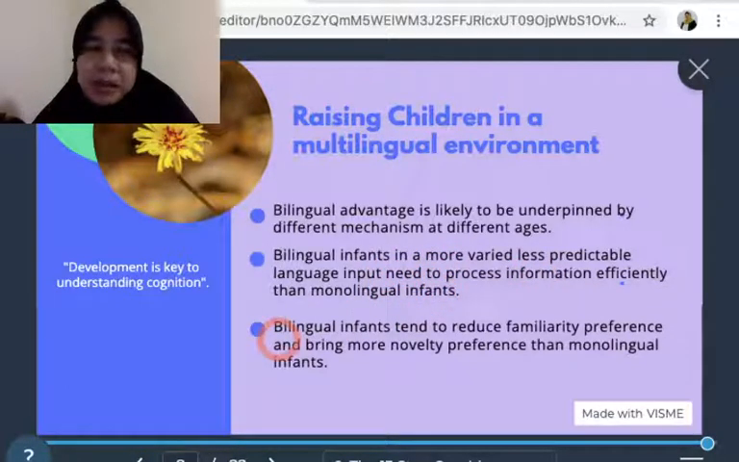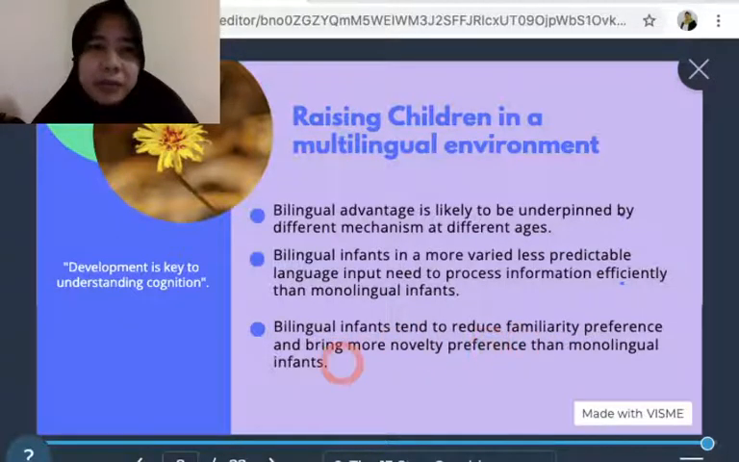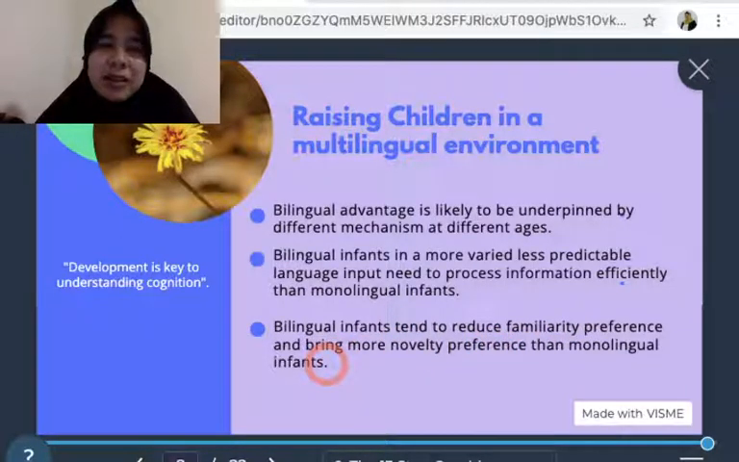And the next explanation is also related to it. Bilingual infants tend to reduce familiarity preference and show more novelty preference than monolingual infants. They only think that the language they use is just one language. So it needs time for them to differentiate one language from another.